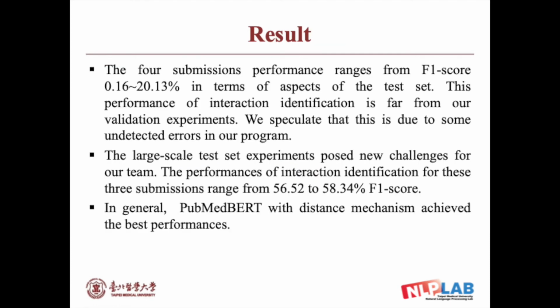The results show our 4 submissions' performance ranges from an F1 score under 1% to 20% on the test set. This performance of interaction identification is far from our validation experiment. We speculate that this is due to some under-detected error in our program, and the performance on the large-scale dataset ranges from 56.52 to 58.34% F1 score. In conclusion, we found PubMedBERT with the distance mechanism achieved the best performance.